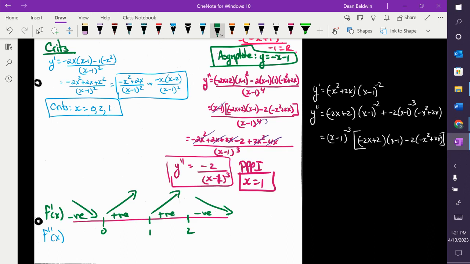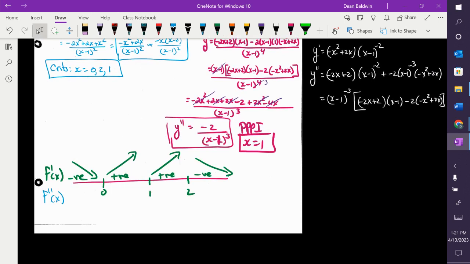Are we done? No? We're just doing the first derivative. I just want to know where it's positive, negative, i.e. going up, going down. Are we having fun yet, people? We ready?